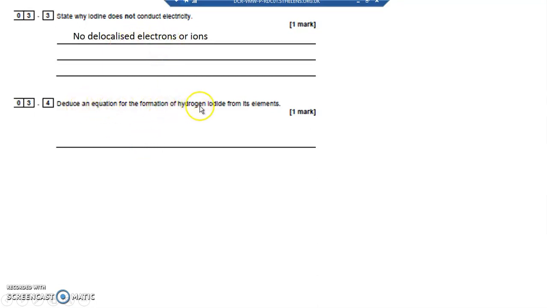Deduce the equation for the formation of hydrogen iodide from its elements. So hydrogen is H2, iodine is I2, so H2 plus I2 makes 2HI, or you could have half H2 plus half I2 goes to HI.